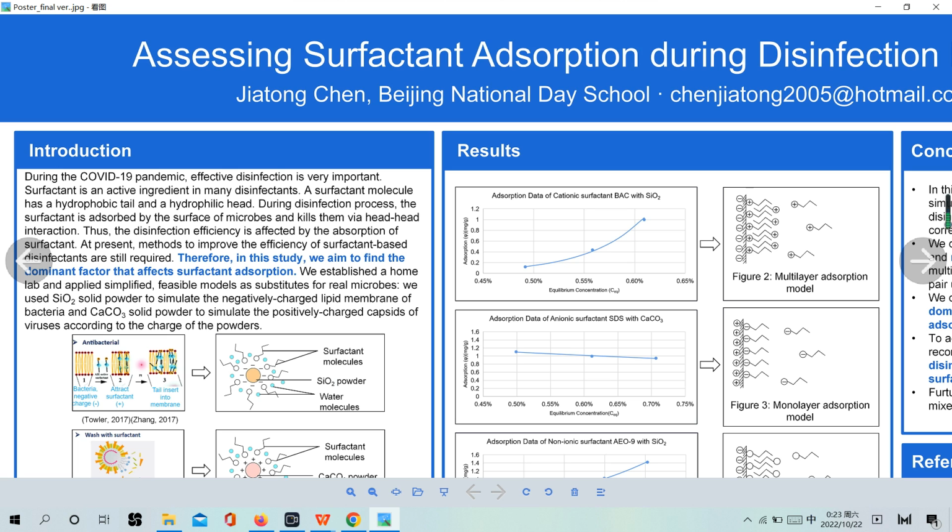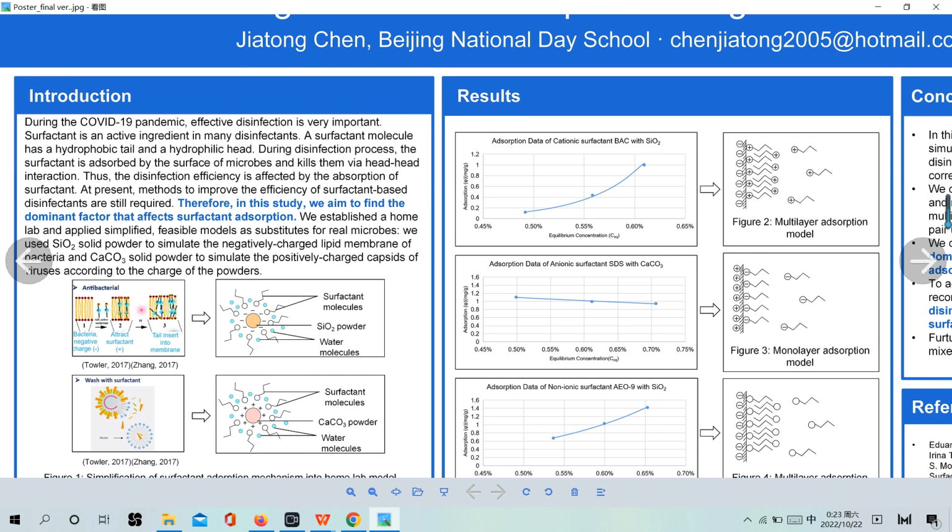During the COVID-19 pandemic, we need frequent disinfection to prevent the spreading of the coronavirus. Surfactant is an important active component in many disinfectants we use. It is an amphoteric molecule, which means that it has a hydrophobic tail and a hydrophilic head.